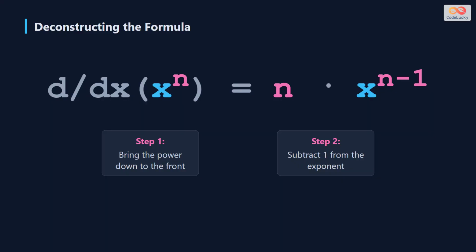Here is the formula. The derivative with respect to x of x raised to the power of n equals n times x raised to the power of n minus 1. It is a simple two-step process. First, you take the exponent n and bring it down to the front as a multiplier. Second, you decrease the exponent by exactly 1.